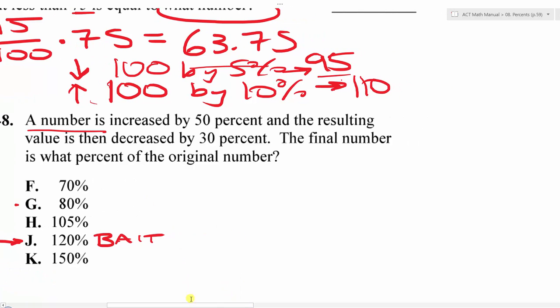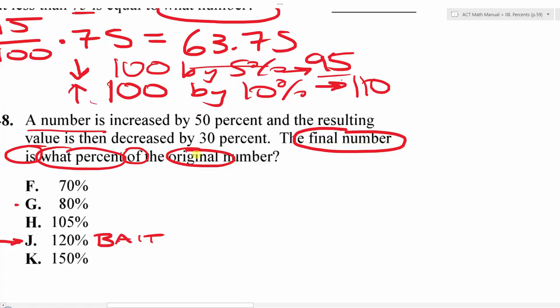So let's see how this works. They say a number is increased by 50% and the resulting value is then decreased by 30%, and then they want to know final number is what percent of the original. Notice that's a translatable statement. Final is what percent of original. So at the end of the question here, we might do a little bit of translation.